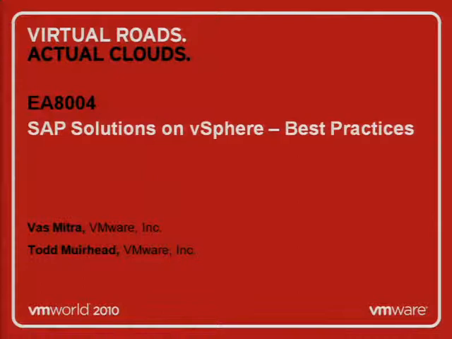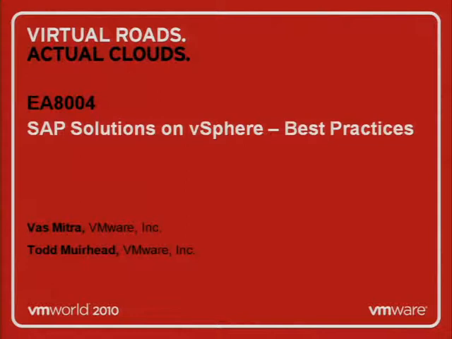My name is Vas Mitra. I'm an SAP Solutions Architect with VMware, and I've been with VMware the last 3 years, working with partners in SAP, developing SAP on VMware solutions and best practices. I also do some pre-sale support as well. Prior to VMware, in a previous life, I was an SAP basis admin.